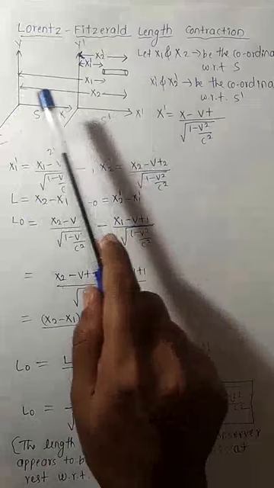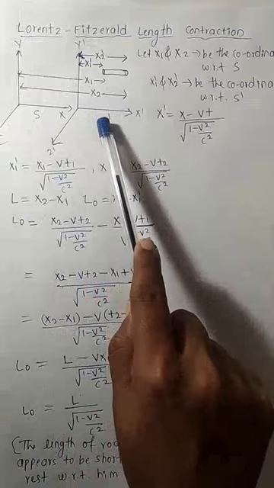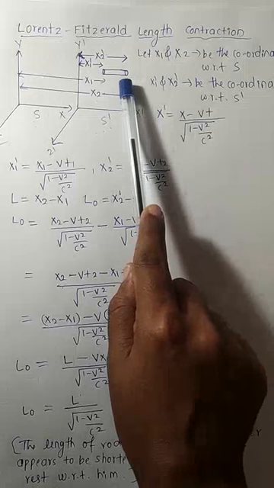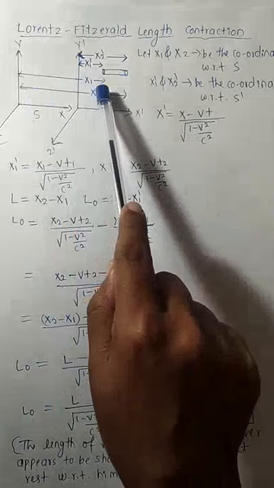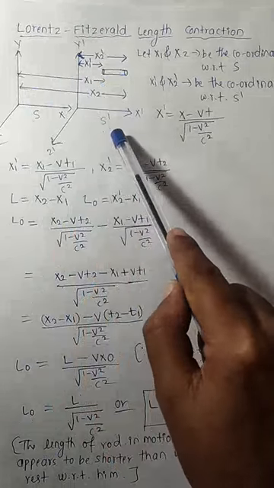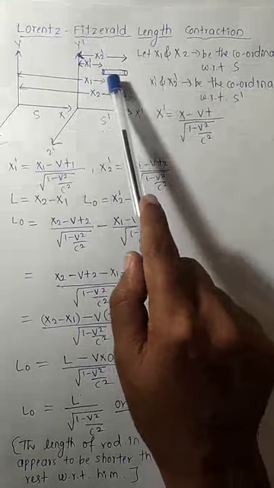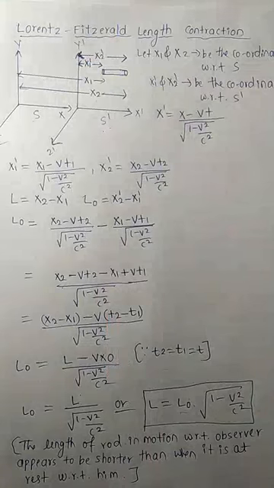So two observers are there, one from S and one from S dash. Both observers are calculating this length. When they calculate the length with respect to the S observer, how will it look? At the same time, if the S dash observer calculates the length of the same object, how will it look? So that was the question.